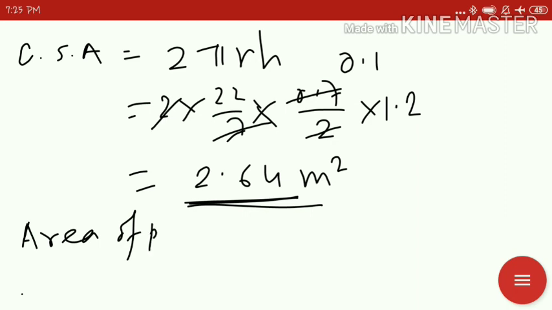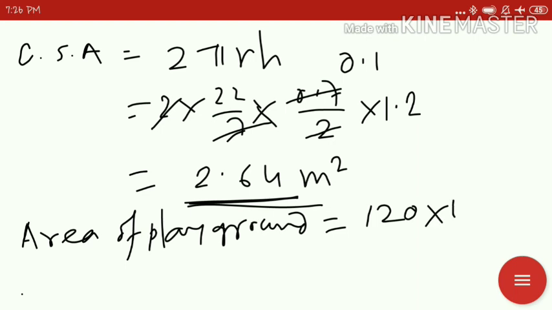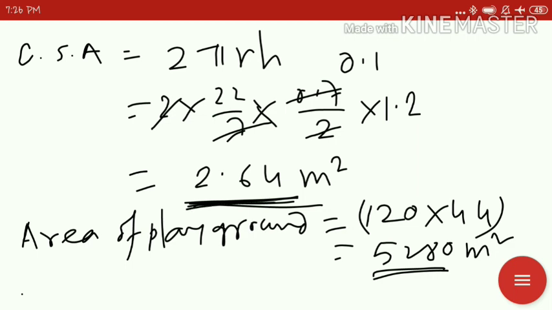So the area of the playground, it is in rectangular form, and its length and breadth are already given. Length is 120 and breadth is 44. So the area will be length into breadth. You know the formula, so 120 into 44. After multiplication, you will get 5280 meter square. That much area needs to be covered.